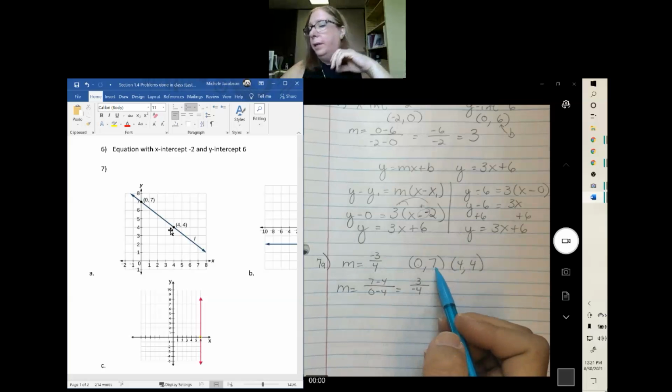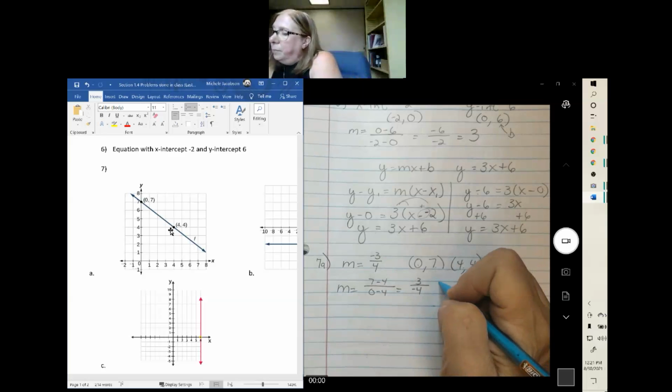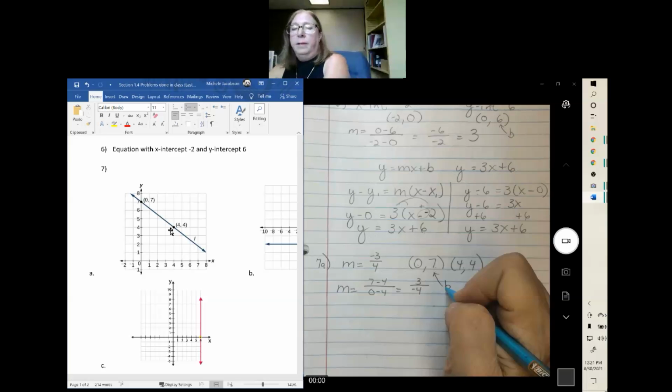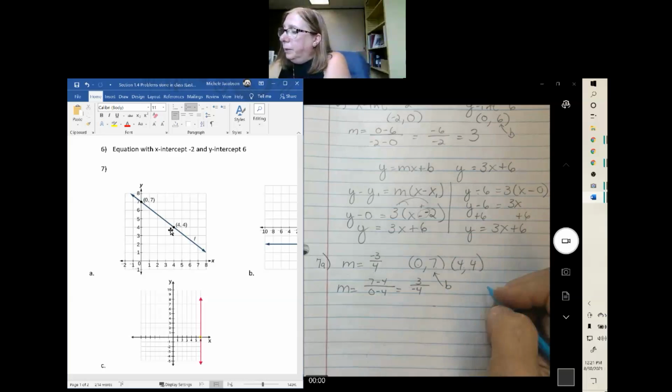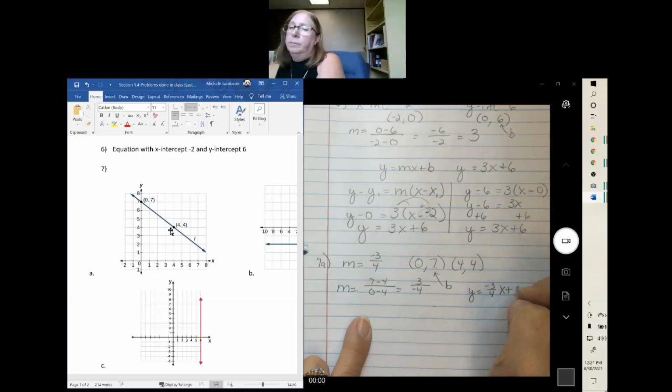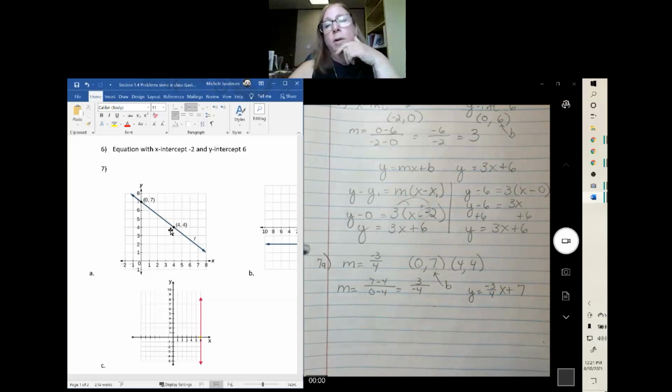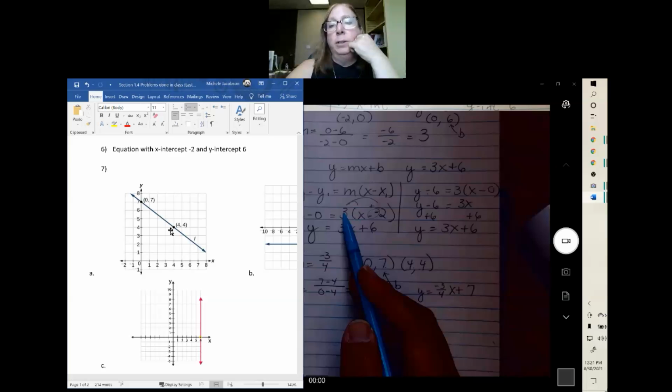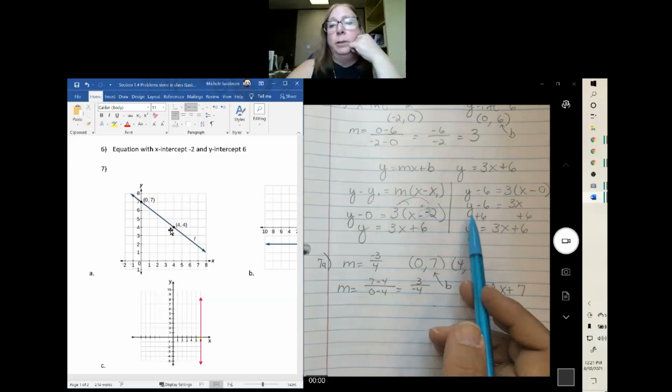Another thing that's nice, notice this is the y-intercept. So we already have b and we found m. We can just plug it in. Negative 3/4 x plus 7. Or you can do it like one of these, using whichever point you want.